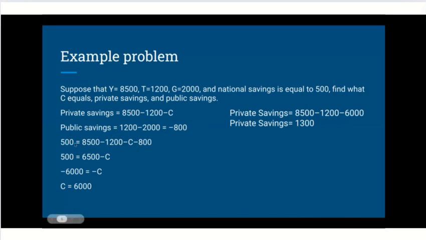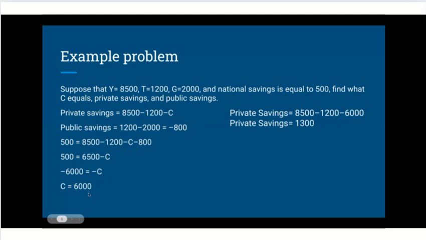So we have national savings equals 500, and then it is equal to the formula for national savings, which is private savings plus public savings. And we know private savings is 8,500 minus 1,200 minus consumption, and then minus public savings, which is 800. And if we do some simple algebra and work it out and find out what C equals, we get that C is equal to 6,000.